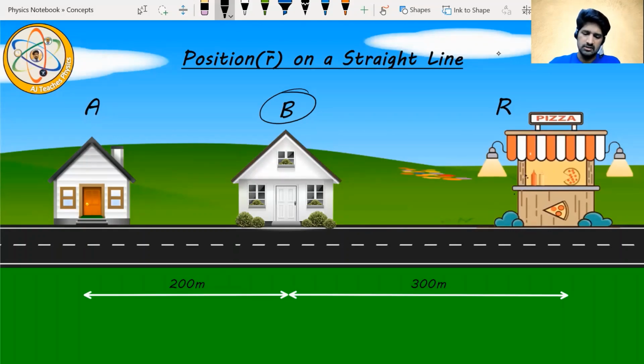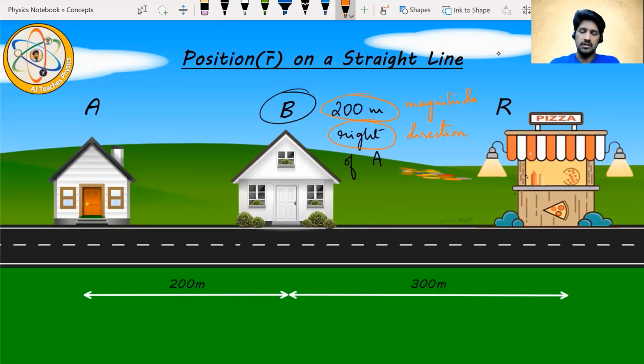Now let's talk about this. 200 meters to the right of house A. Now there are three elements that you need to notice here. The first element is this magnitude, 200 meters. The next one is the direction. We are saying that B is 200 meters to the right of something. Right indicates direction. So there's a magnitude and there's a direction as well.